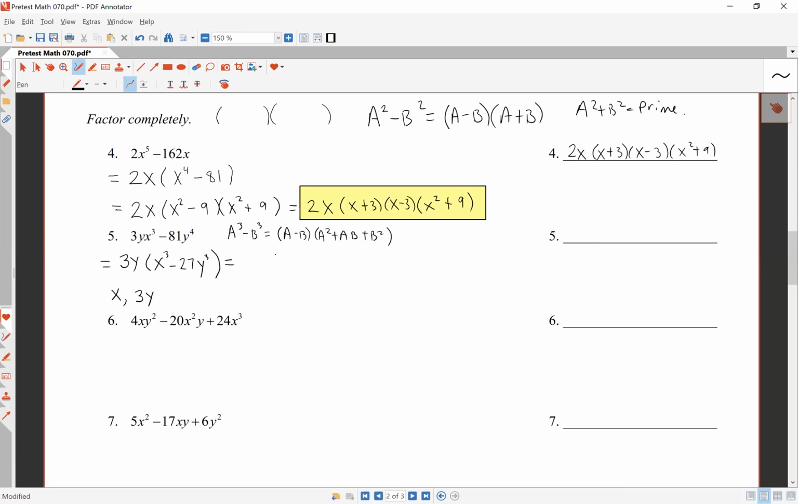So we're going to put these into the formula a minus b, so that would be x minus 3y. And then we're going to square the x. We're going to take the product of the x and the 3y. And we're going to square the b, which is 3y squared, or 9y squared. And we can't forget the GCF in front.